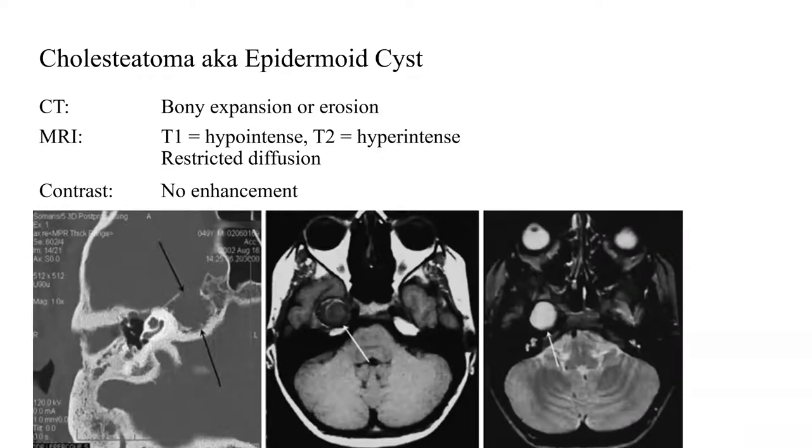On imaging, the CT scan typically shows bony expansion in the initial stages, but it can sometimes become erosive in the very large lesions. MRI, like most lesions of this type, is hyperintense on T1 and hyperintense on T2. But then the useful test is that it has restricted diffusion on diffusion weighted imaging, as with cholesteatoma at any other site. With contrast injection, there's no enhancement.